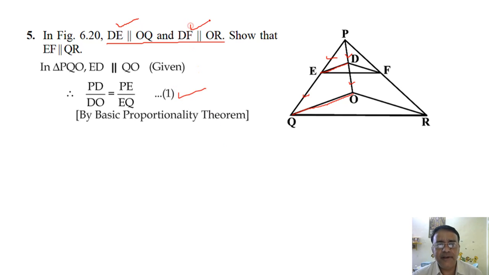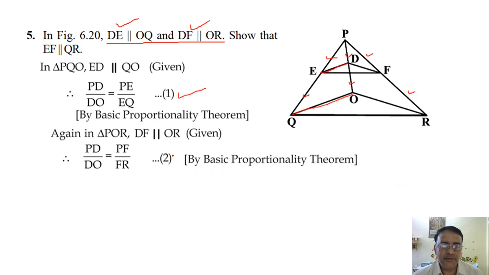Now the second pair belongs to which triangle? Triangle POR. Right, very good, triangle POR. So if we apply the basic proportionality theorem, we'll get PD upon DO is equals to PF upon FR. Let it be equation number 2. Now from equation 1 and 2, the left hand side of both the equations are same. These two left hand sides. So ये और ये equal हो जाएगा.